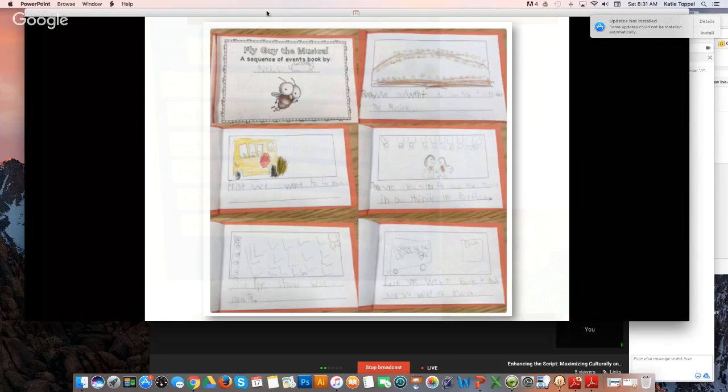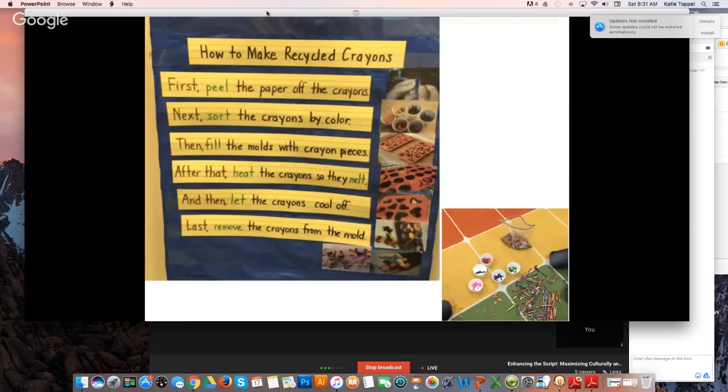Last year, my first graders were doing a unit on recycled crayons. And one of our ELP standards is that they can retell a sequence of events. So we made recycled crayons. We didn't just talk about it, we did it. My instructional assistant suggested this idea, and she helped me collect all these crayons, and we peeled the crayons and we broke the crayons and we took pictures of each stage.